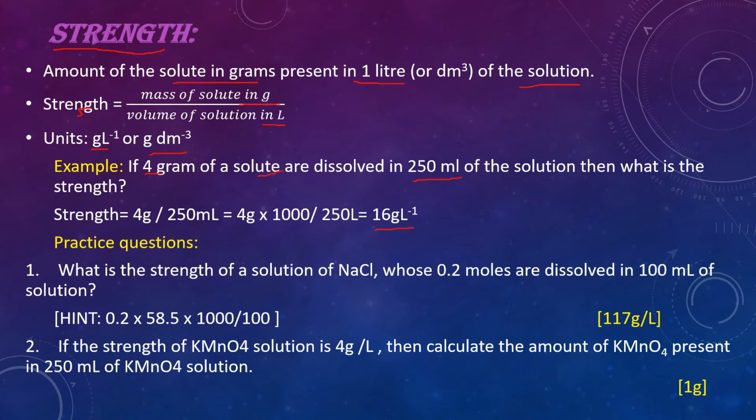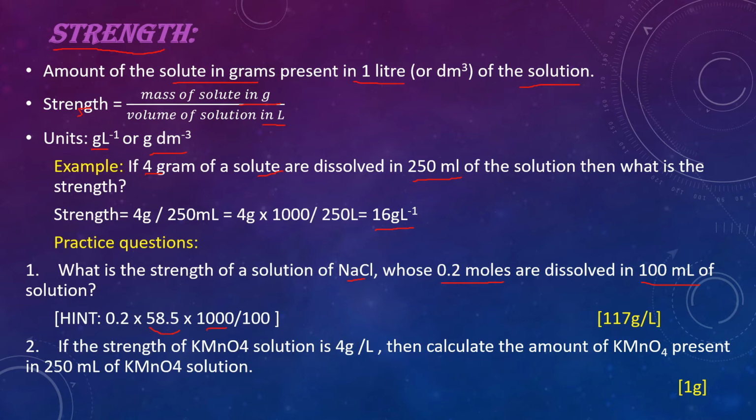Now I am taking one more question. What is the strength of NaCl whose 0.2 moles are dissolved in 100 ml of solution? Here, instead of the mass of solute, moles are given, so first you have to convert these moles into mass. So how do we convert moles into mass? By multiplying it with the molar mass of NaCl. Now the molar mass of NaCl is 58.5. So multiply 58.5 by 0.2, that will give you the mass of the solute, that is NaCl, and divide it by 100 and multiply it by 1000 to convert it into liters, and the answer is 117 gram per liter.